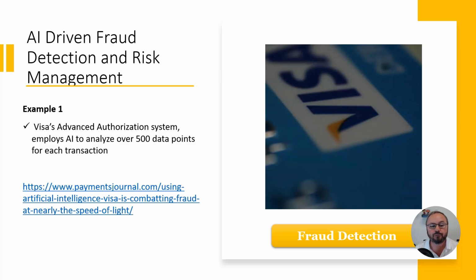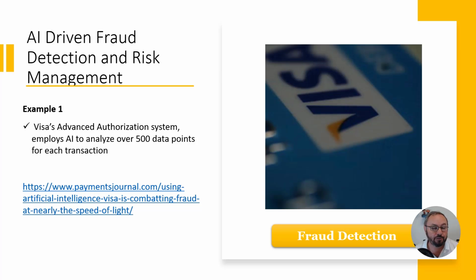For example, with Visa, they're looking at over 500 data points for each transaction. Can you imagine how complex that is? So if you go to the grocery store and spend $120 there, that transaction is actually being analyzed pretty much in real time to determine whether it is a valid transaction or not.